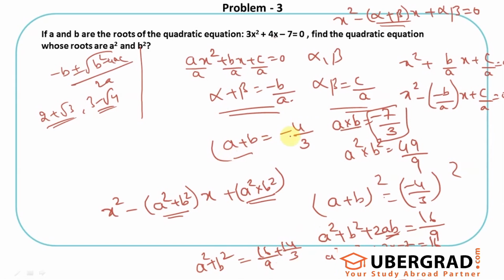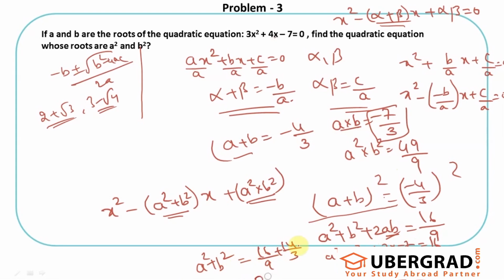Now that's the only thing that you need to understand. If I know a plus b and a into b, I can find out a square plus b square. This is the basic algebraic expression, right? a square plus b square plus 2ab. So ab is minus 7 by 3. I substitute it here, 2 into minus 7 by 3, so that I can find a square plus b square.